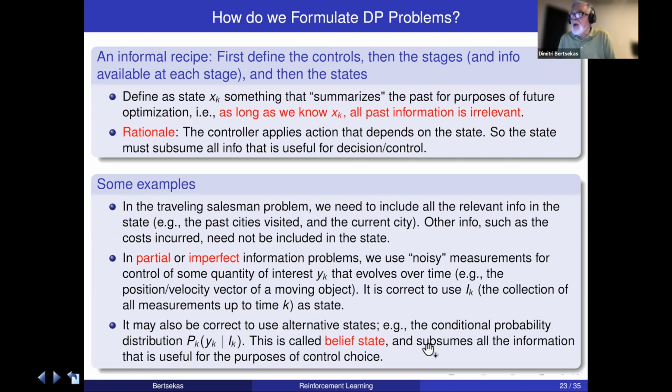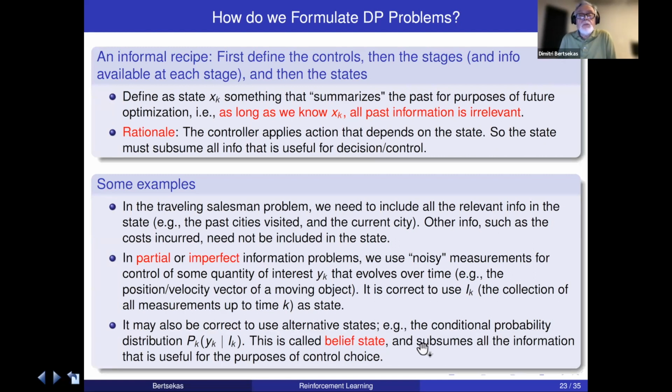And it turns out that it also subsumes all the information that's useful for the purposes of controlled choice. So that's a common formulation of imperfect state information problems, reformulating the problem as a perfect state information problem that involves a state, this belief state, this probability distribution. Of course, that presupposes that you must have some kind of algorithm that estimates this probability distribution given the measurements and updates it as you go along. So these are some examples of reformulation of states and controls and so on.